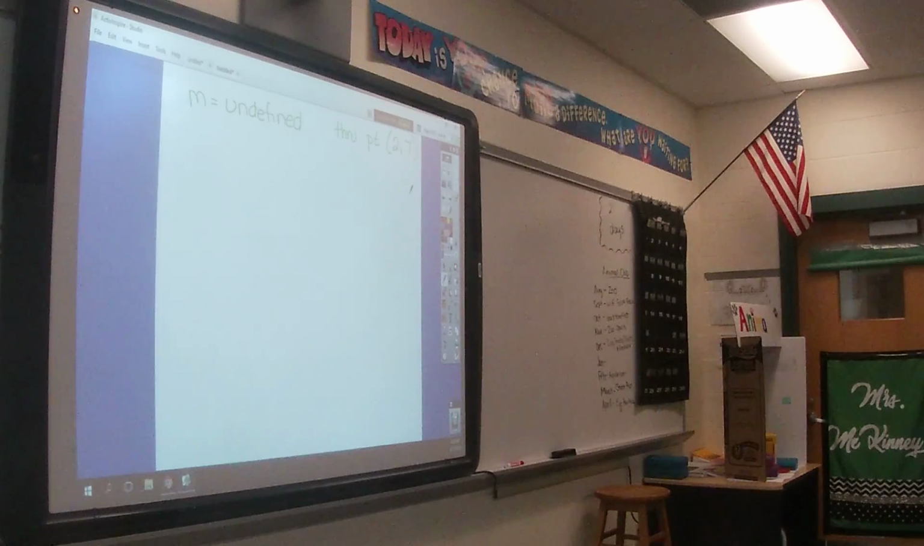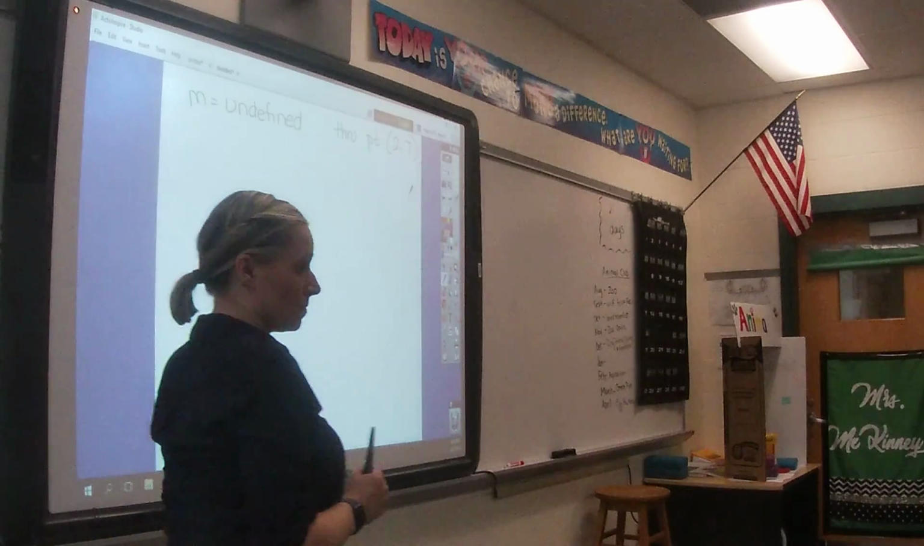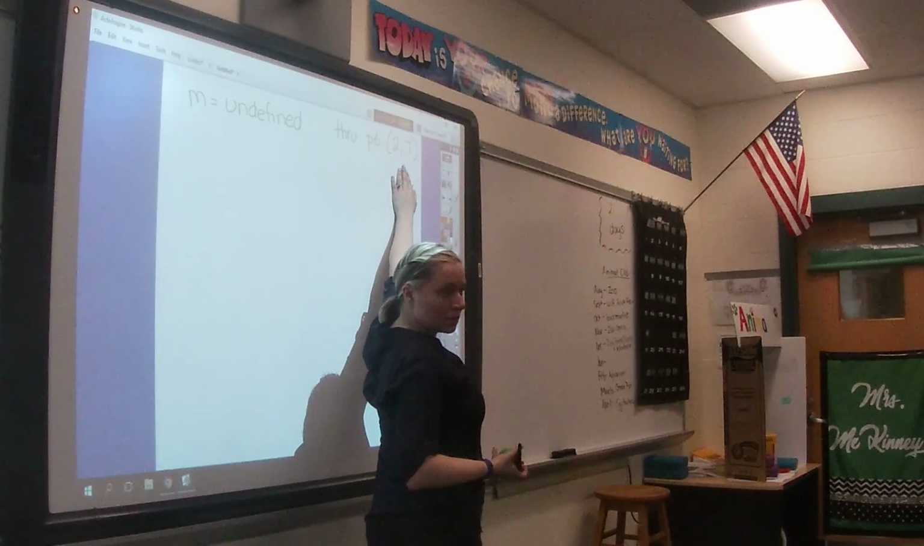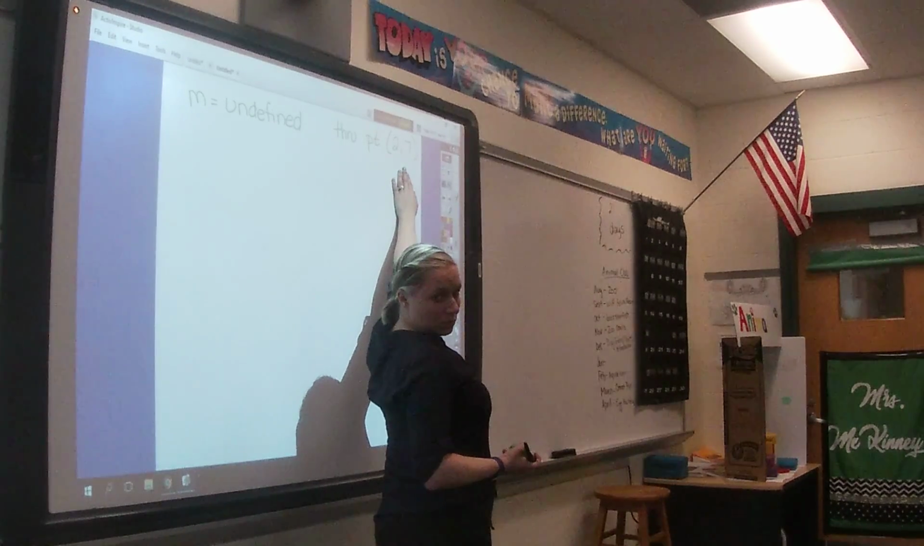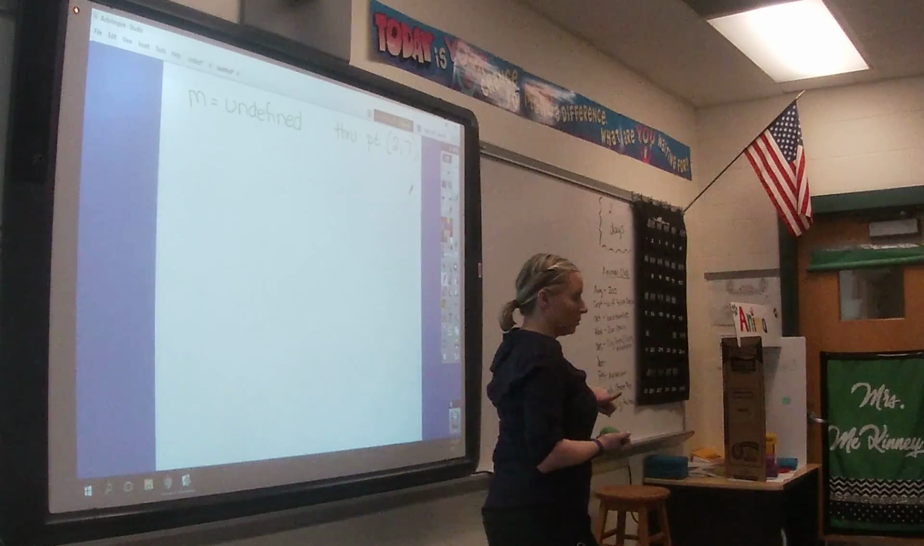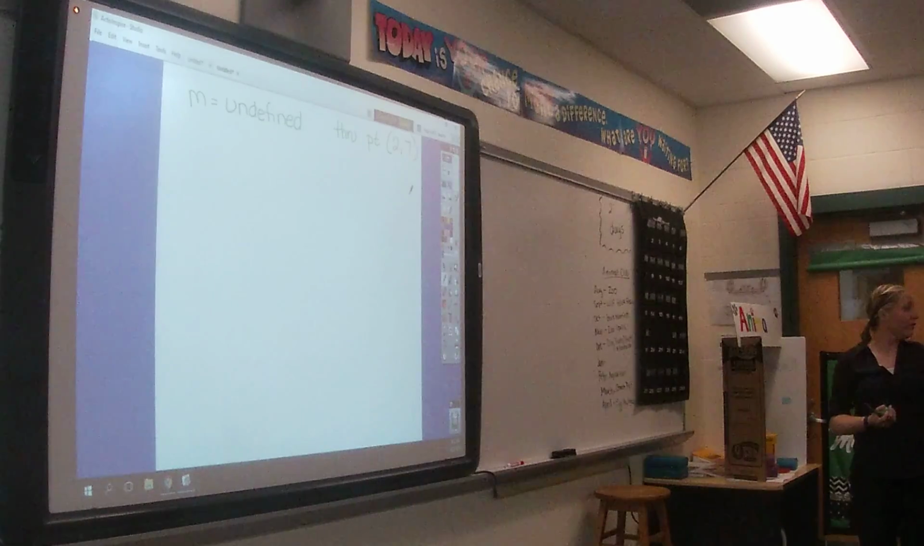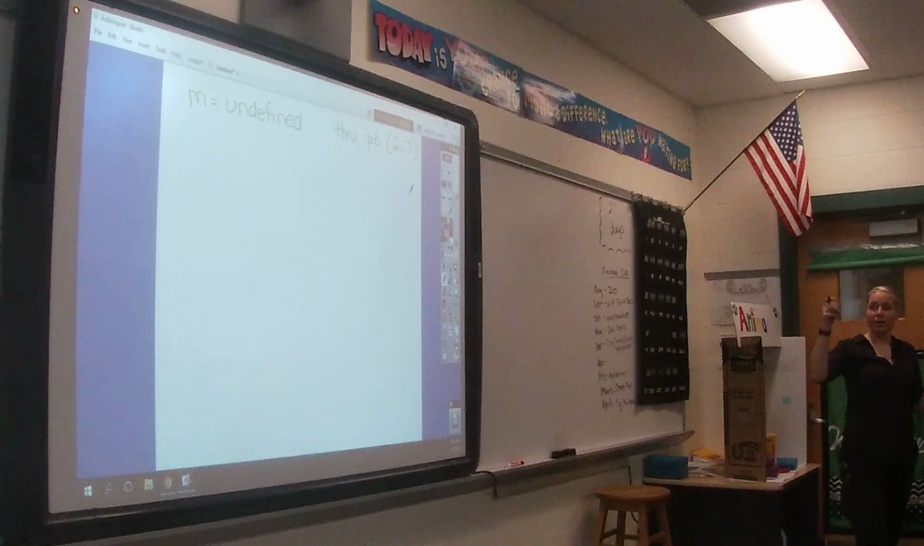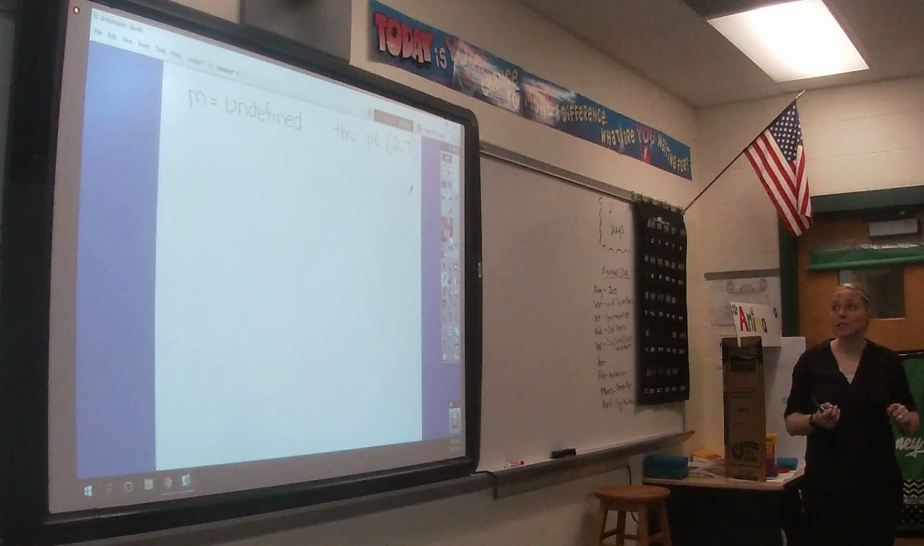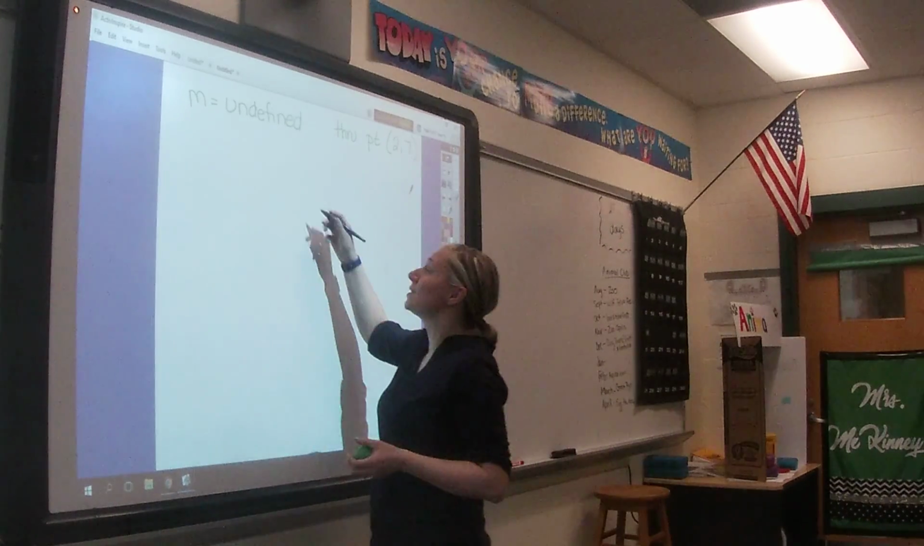Are we given m and b on this? Are we given a y-intercept? Is this b? No. So we're not in situation 1. Situation 2 says, are we given an undefined slope? Yes. So that tells us that we need to write down x equals.